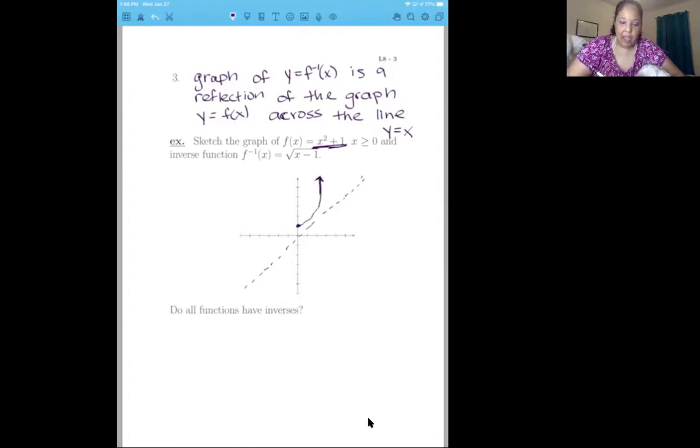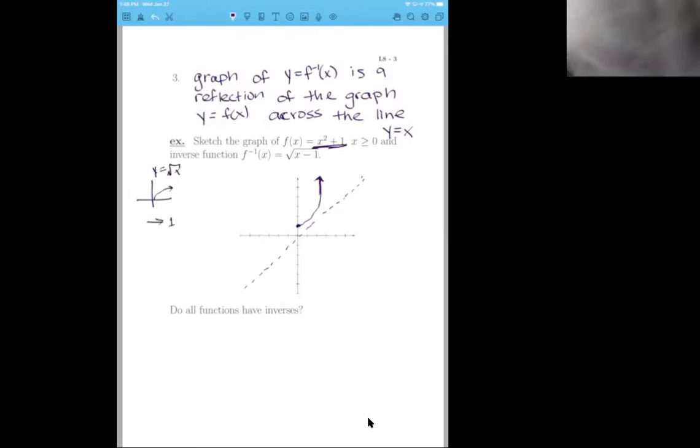Okay, now the square root of x minus 1. Now we know that the square root of x looks like this. And that minus 1 means I'm going to shift it to the right 1.